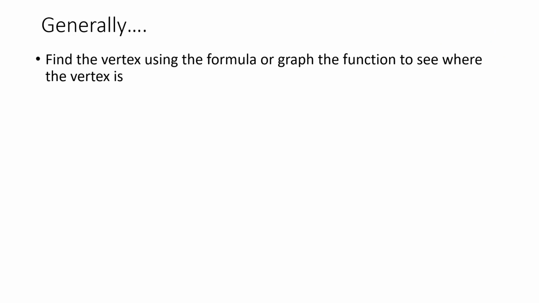Now, generally speaking, find the vertex using the formula or graph the function to see where the vertex is. The formula is this. You would find the x coordinate using the opposite of b over 2a, and then you would take whatever that number is. So maybe you get like a 1, okay, you get opposite of b over 2a is 1, then you would plug in f of 1. Okay, and then we give you the y coordinate. Or if you are allowed to and have access to, you can graph it and just click on it.